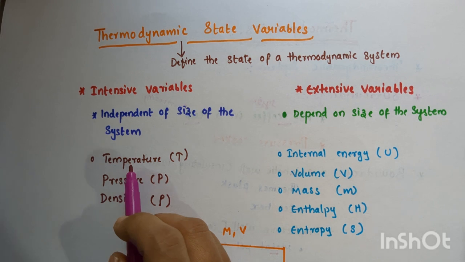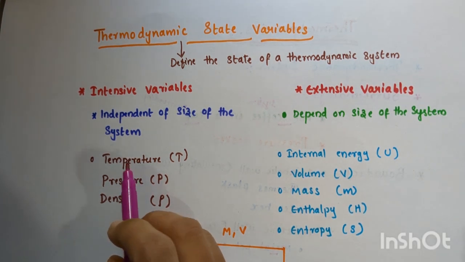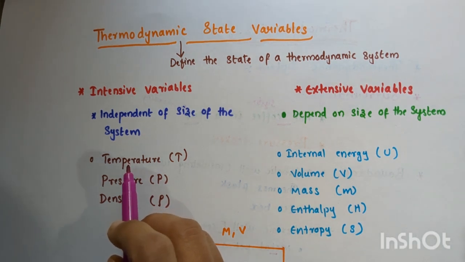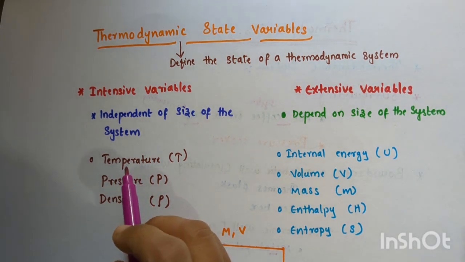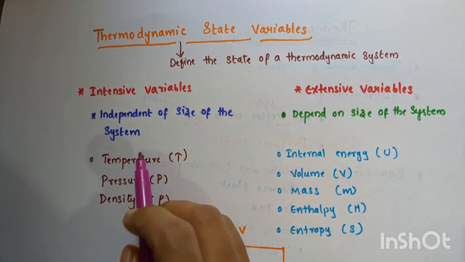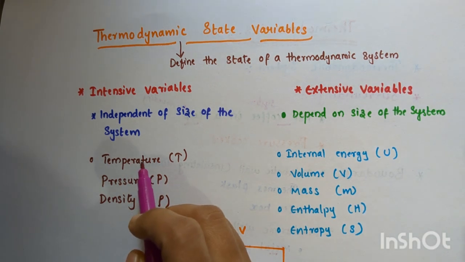You see, temperature is an intensive thermodynamic state variable. Why? Because temperature does not depend on the size or mass of the system. It actually reflects the average kinetic energy of the particles in the system. Adding more matter to the system increases the total energy but does not change the average energy per molecule. So, temperature remains unchanged.